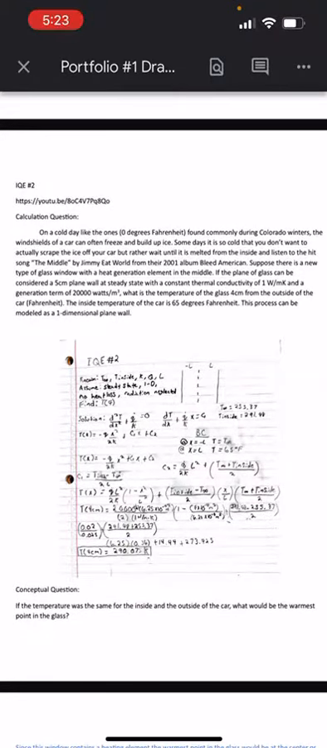So in this problem, we have a glass window, and we are given the temperature of the outside of the car and the inside of the car, and then this plane of glass actually has a heat generation element in it, and we're given the thermal conductivity, the length of the wall, and the heat generation term.